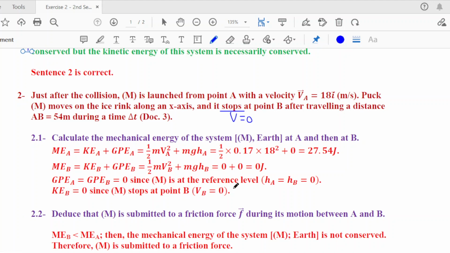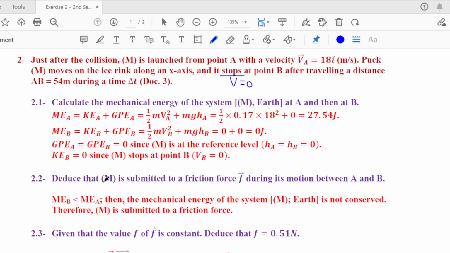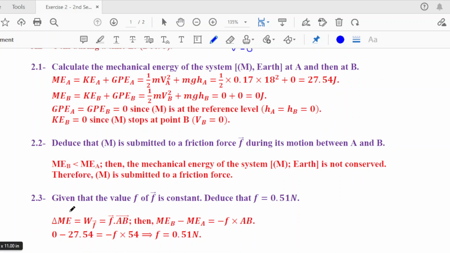because VB is 0. Now deduce that M is submitted to a force of friction. Mechanical energy at A is 27.54, mechanical energy at B is 0. The mechanical energy is not constant. We can say that mechanical B is smaller than mechanical A, or mechanical B does not equal mechanical A. The mechanical energy is not conserved, meaning not constant, therefore M is submitted to a force of friction.